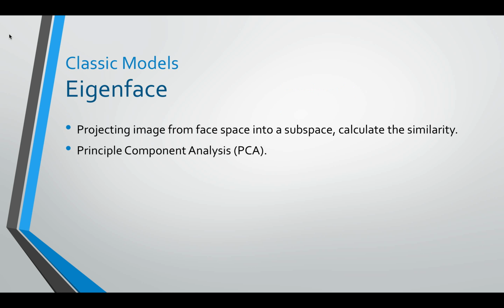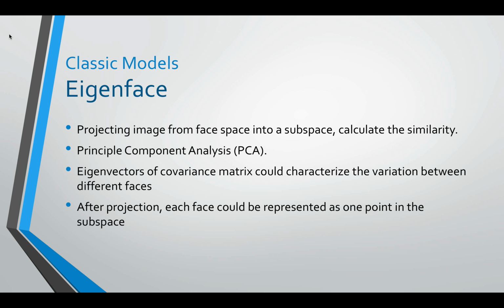First, the classic eigenface model. Here are some main ideas of eigenface model. The key of eigenface is projecting image from face space into a subspace, and then we can calculate the similarity. The method to get the subspace is principal component analysis. Specifically, it requires finding eigenvectors of the covariance matrix for the training set collection.